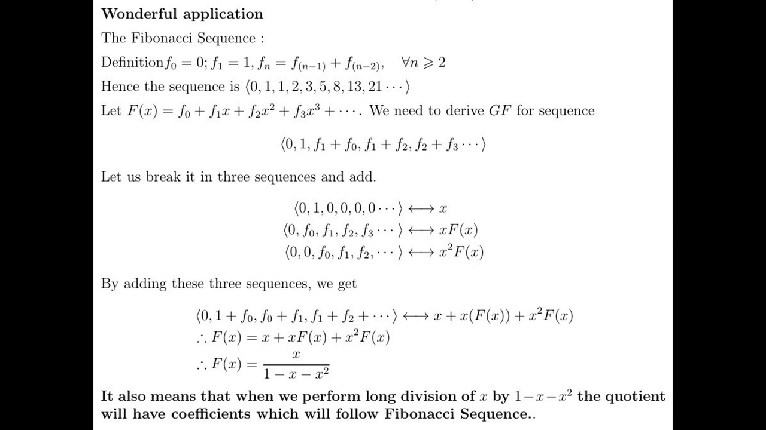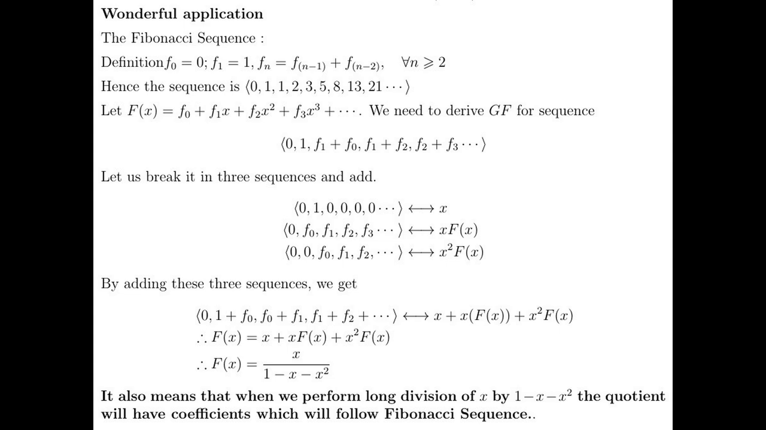Okay, so let us assume F of x, the Fibonacci function of x, is equal to the coefficients f0 plus f1x plus f2x square plus f3x cube and so on. We need to find out what is the generating function for this Fibonacci sequence. So we need to find out capital F of x, and the corresponding sequence is 0, 1, f0 plus f1, f1 plus f2, f2 plus f3 and so on.